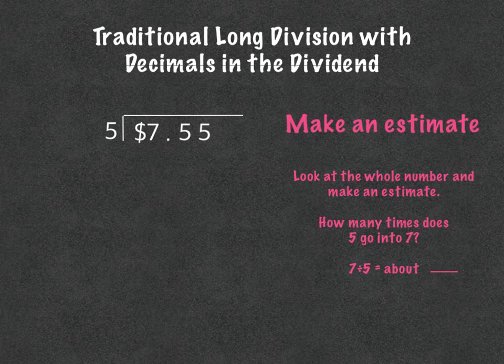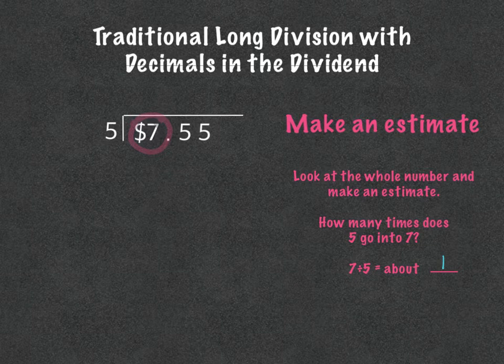At the beginning of this, what I like to try to do is make an estimate. So you look at this whole number. If I look at the whole number over here, how many times can 5 go into 7? It goes in just about one time, right? So we know our answer is going to be about 1. And that estimate is not something you have to write down, but something you want to do in your head so you can check your answer.